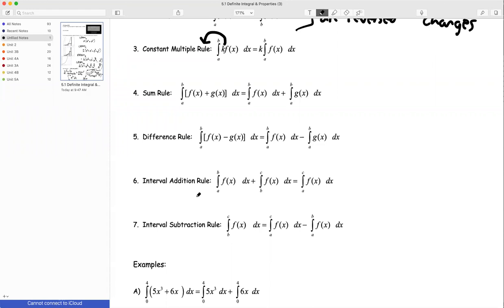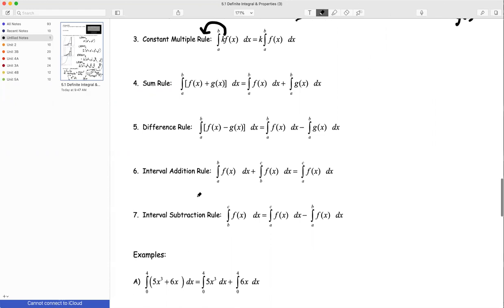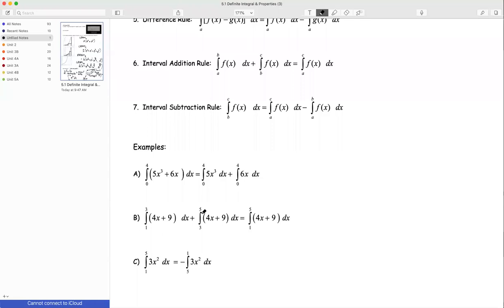So the integral from b to c of a function is equal to the integral from a to c, the whole thing, minus the integral from a to b. So what I want you to do is look at the 3 examples at the bottom and name the rule that is being shown. All right, so I have the integral from 0 to 4 of 5x cubed plus 6x. That's equal to the integral from 0 to 4 of 5x cubed dx plus the integral from 0 to 4 of 6x dx. Which rule is this? It's the sum rule.